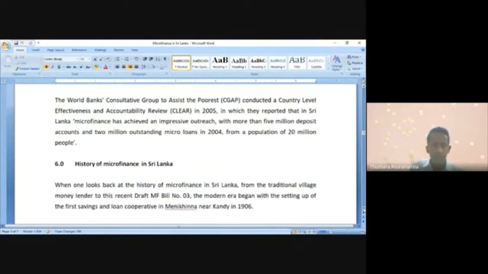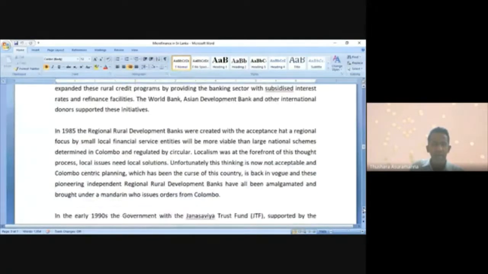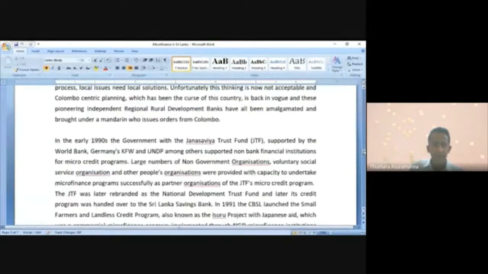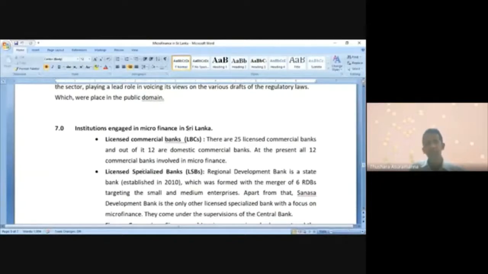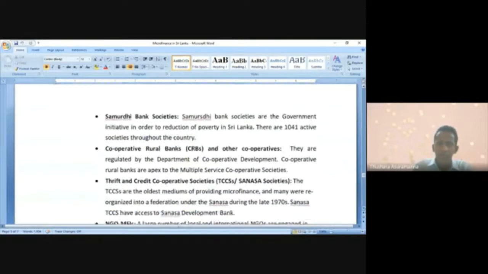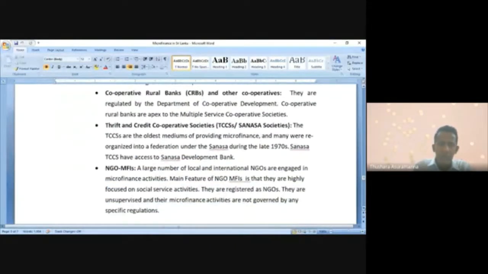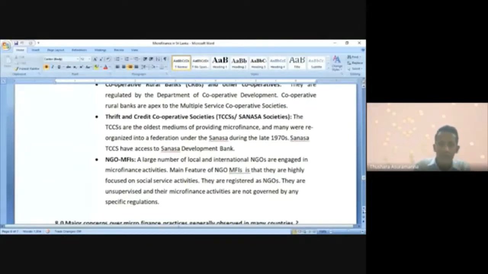Then this one again you can read, but I haven't seen any questions coming from that history; it's for your reading. And then they have asked, what are the institutions engaged in microfinance in Sri Lanka? Like licensed commercial banks, licensed specialized banks, finance companies, and then Samurdhi and other societies, cooperatives, NGOs. So there are so many organizations involved. He might ask, what are the organizations? Write a short note. So at least you need to know a one line statement about each organization.